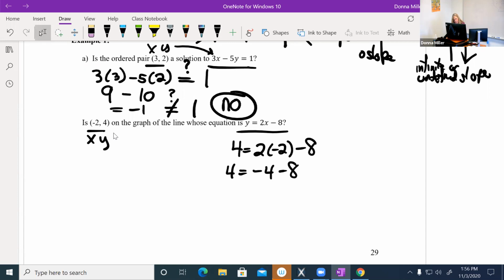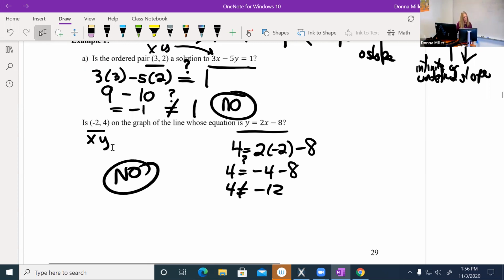Well, guess what? 4 does not equal -12, so no way, that's not on the line, right? Okay, for it to be on the line, it would have to work.